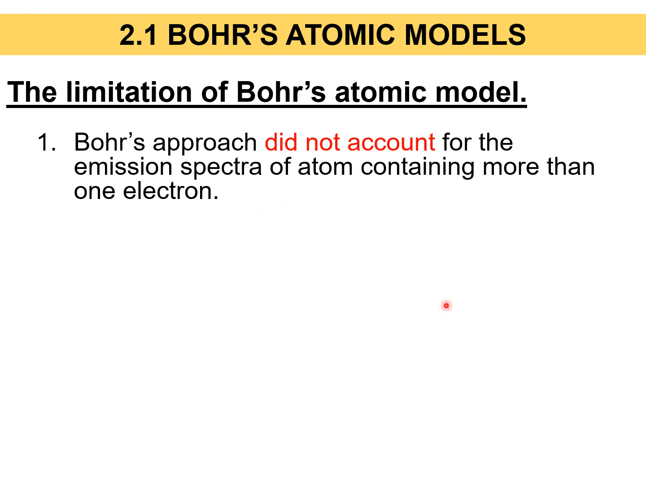Okay, kenapa kita asyik ambil kira emission spectra of hydrogen atom? Because hydrogen atom dia hanya ada satu saja elektron. So that's why lah Bohr's atomic model ni dia ada limitation dia. Dia boleh explain the hydrogen atom saja, since hydrogen atom hanya ada satu elektron saja.